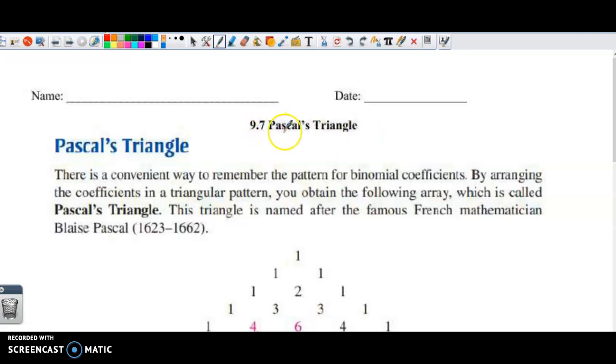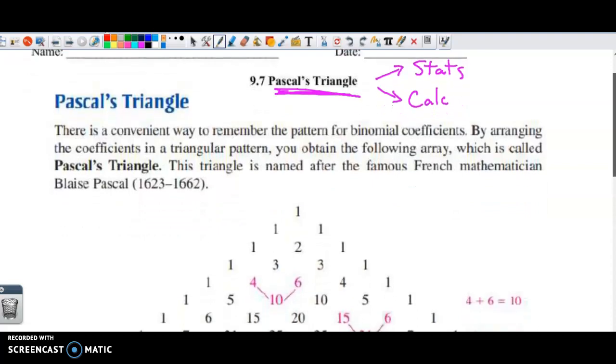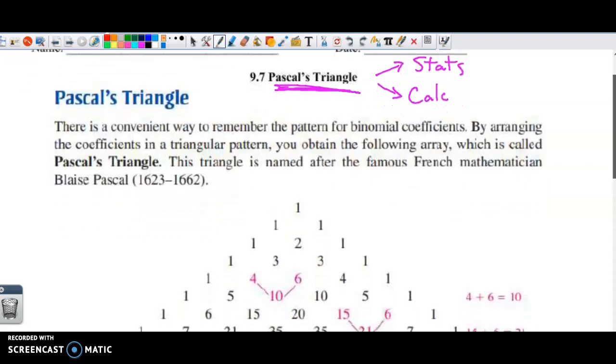Hey Pre-Calc, we're ready for Pascal's triangle in section 9.7. And this is fun for me as a math person, because this is actually starting to be a concept that's useful in both stats and calculus. So I imagine no matter where you go next year, whether it's stats, calculus, or college, you might use this in some way, shape, or form.